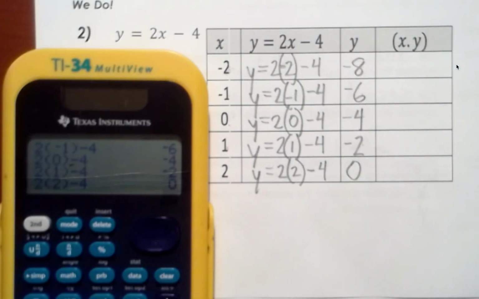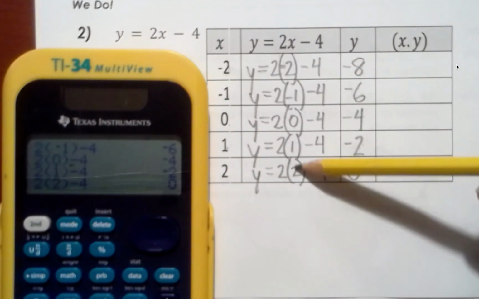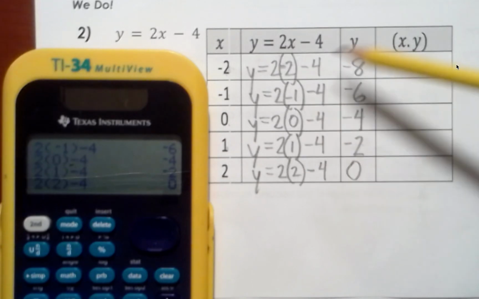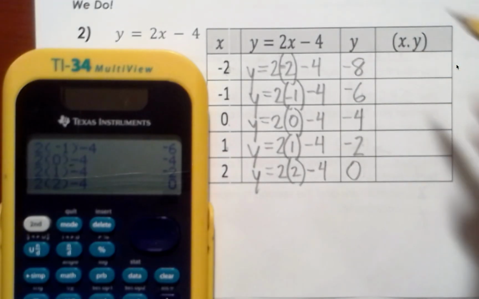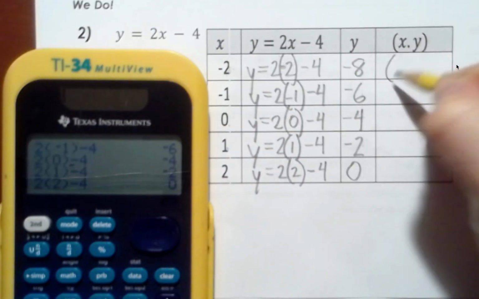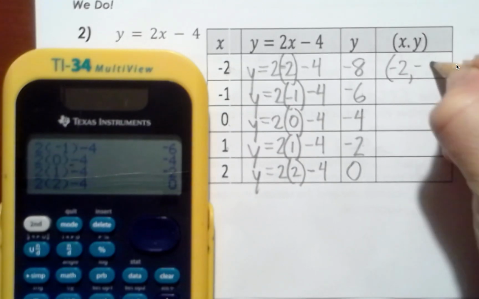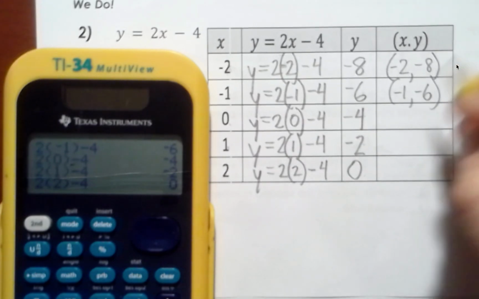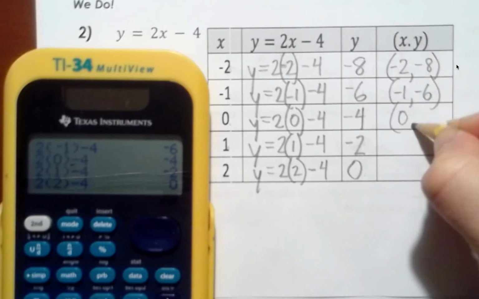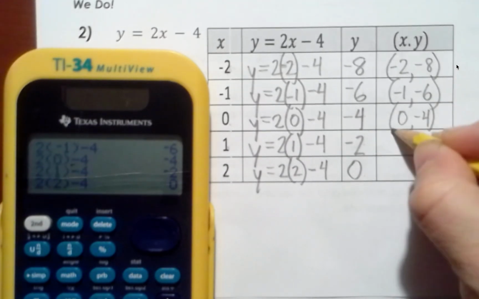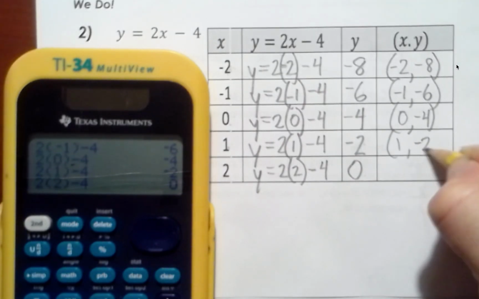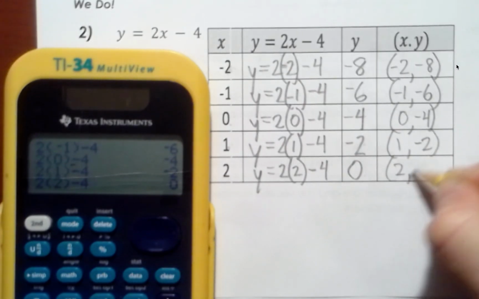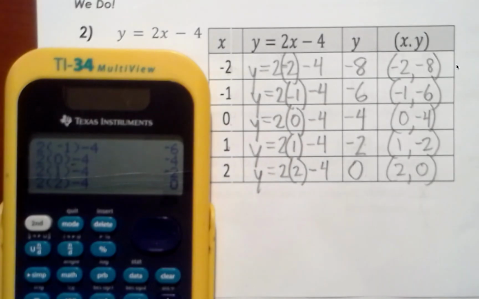Okay, so we substituted all of our x values in, we evaluated to get the y values, and then our last step is to write the ordered pair. -2, -8, -1, -6, 0, -4, 1, -2, and 2, 0.